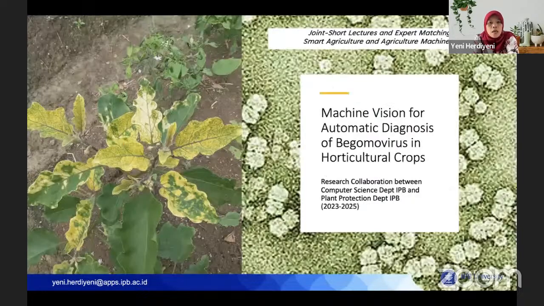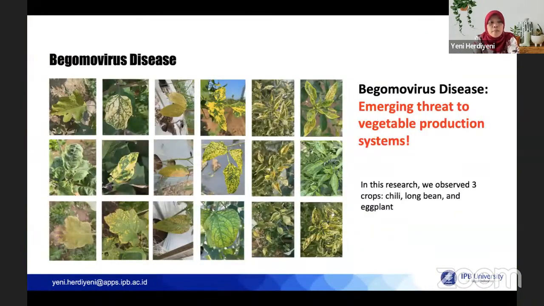The second one is our research collaboration with the Plant Protection Department of IPB. In this research work, we develop machine vision for automatic diagnosis of begomovirus in horticultural crops. As we know, begomovirus disease is an emerging threat to vegetable production. In many crops, we can easily find this disease. In this work, we observed 3 crops: chili, long bean, and also eggplant. We collected data from many plantations and also from the field by using smartphone cameras and also pocket cameras.